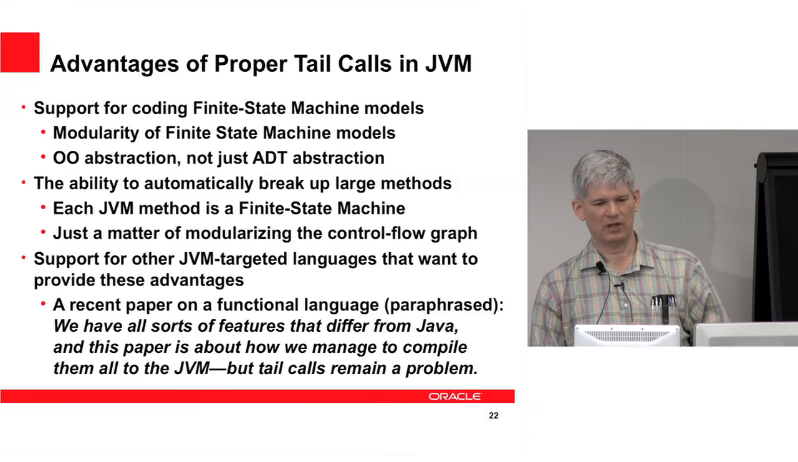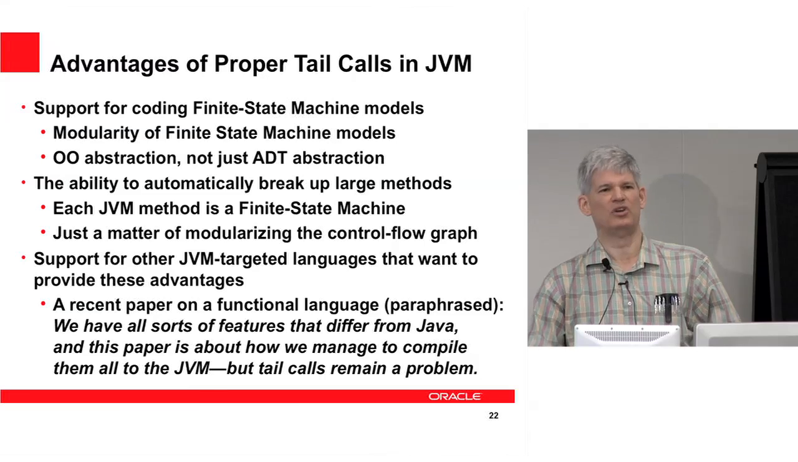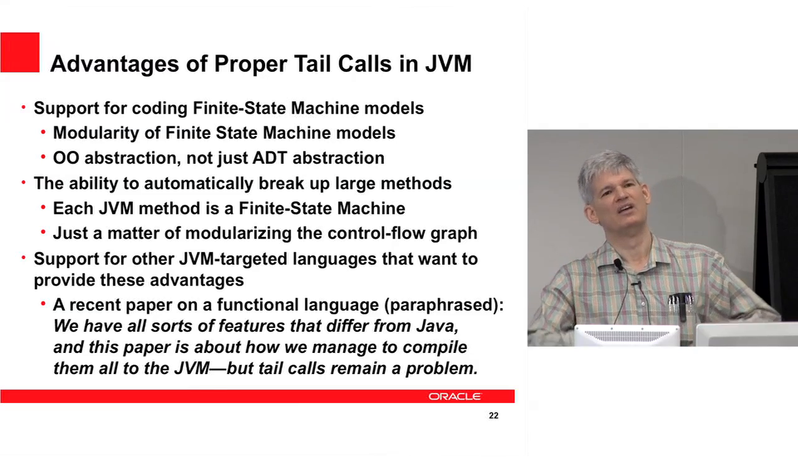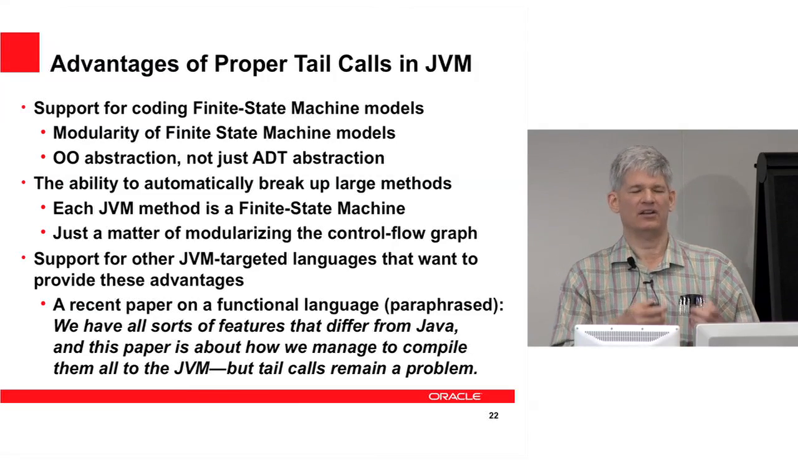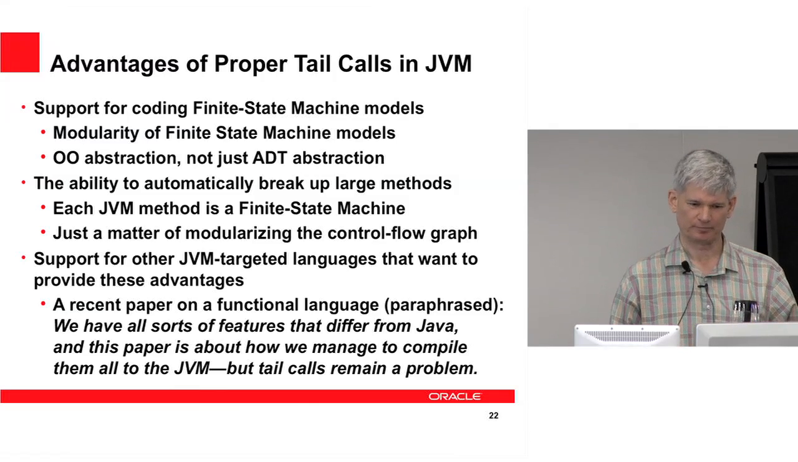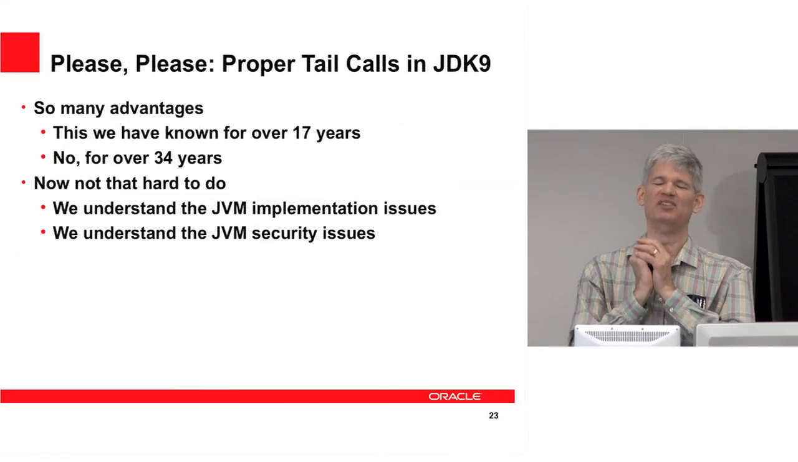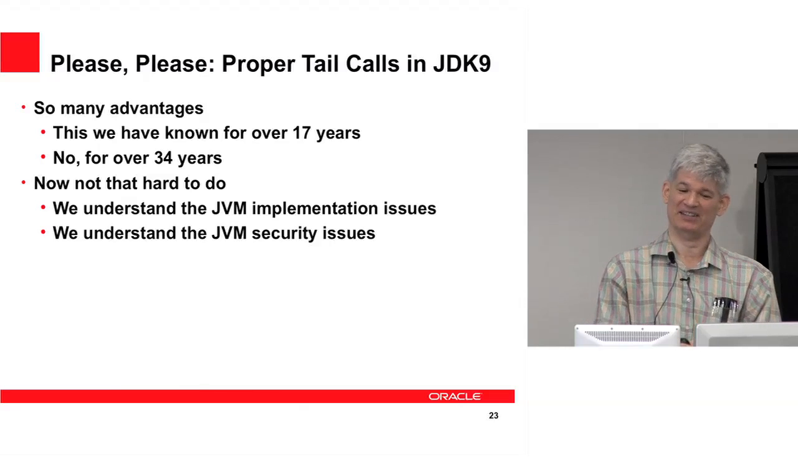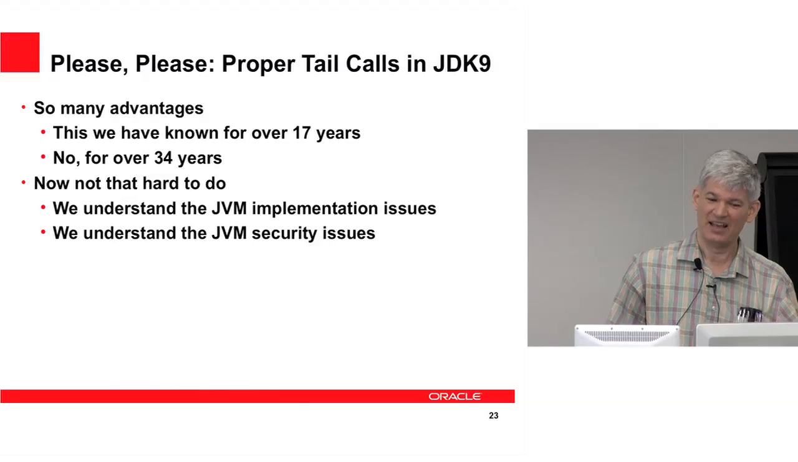Instead, we need tail calls because those support the ability to code finite state machines in a natural and modular and, in fact, purely object-oriented manner. So please, please, please, I would love to see proper tail calls in JDK 9. Little late, desperate, in JDK 8. They have so many advantages.